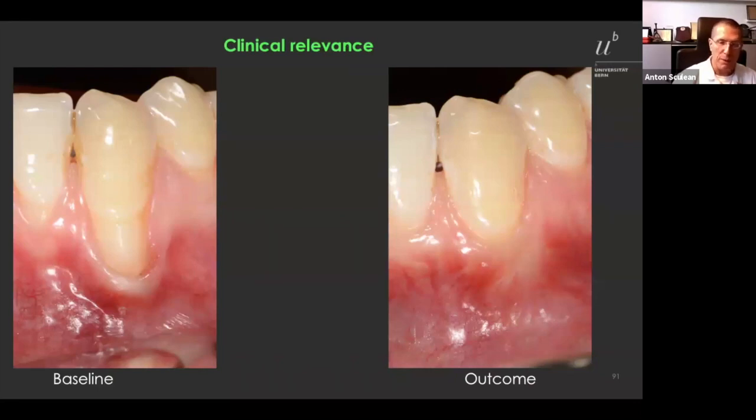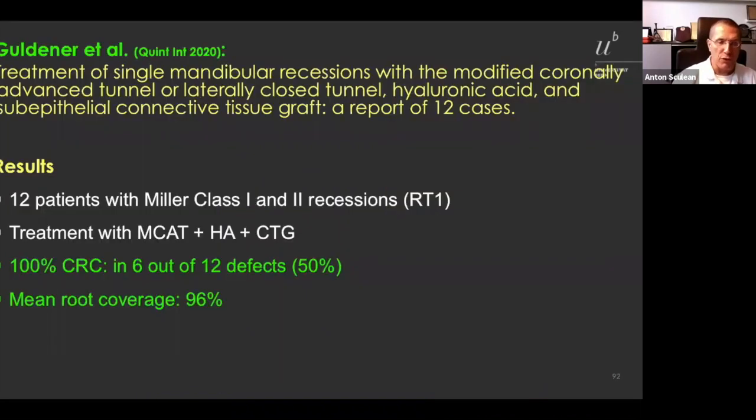The probing depth is maybe 1 millimeter. I have not seen in my patients any residual pocket formation. And we published the first data. It was just published this month, focusing only on lower jaw recessions. Only one surgeon did the surgeries. It was myself. And please observe that the complete root coverage was 50%. In other words, in 50% of the cases, it was covered until the CEJ. And the mean root coverage was about 96%. This is an excellent outcome, especially in the lower jaw.